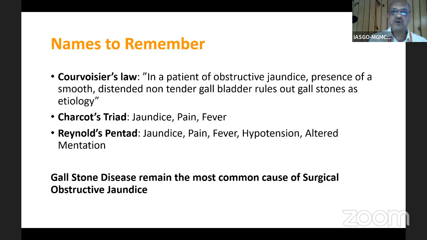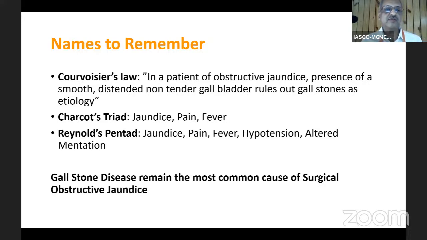That is Courvoisier's law, and I will just read it out verbatim. In a patient of obstructive jaundice, presence of a smooth, distended, non-tender gallbladder rules out gallstones as an etiology, except the exception is the double impaction of stone at the cystic duct and neck and the CBD.